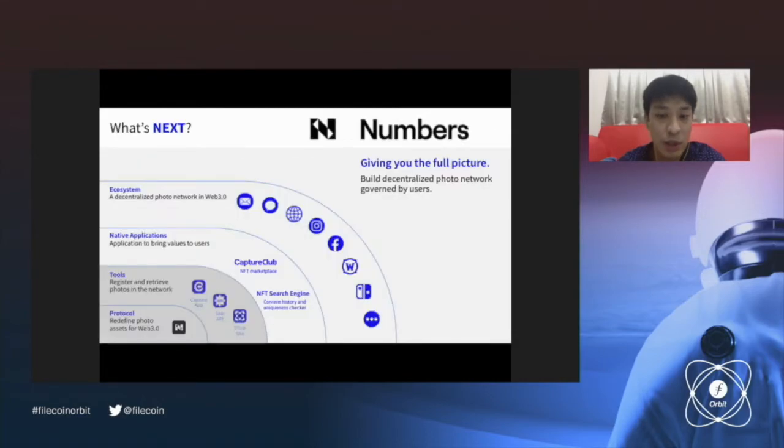What's next for us? Well, we're looking to incorporate the community into our decentralized photo network by launching our Numbers token. We're also looking to build out the Numbers Protocol ecosystem in the hopes of changing the way digital media is viewed, valued, and treated.